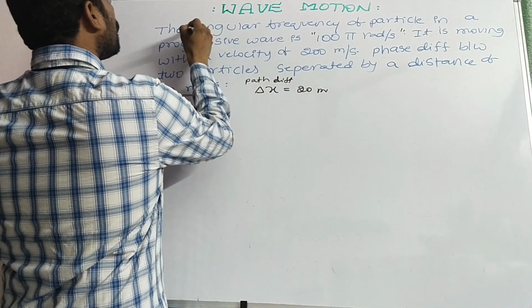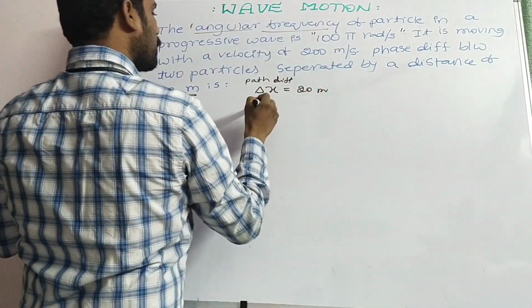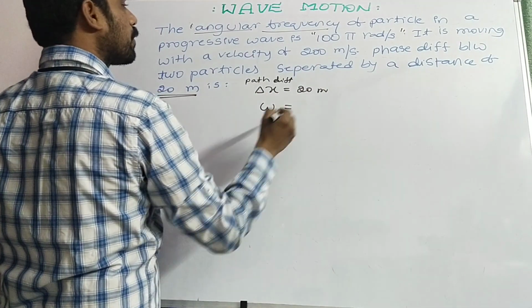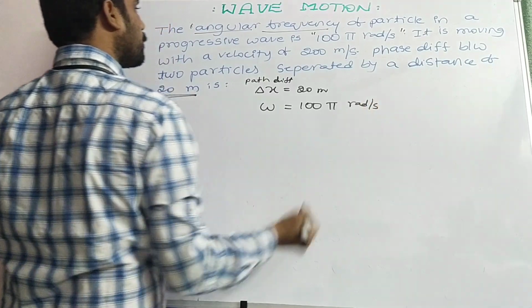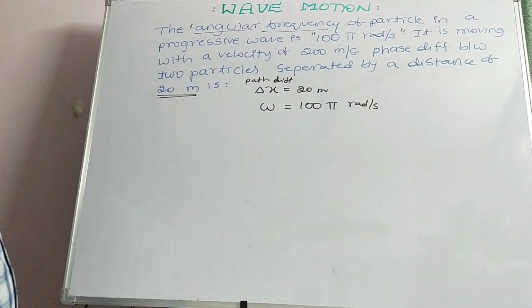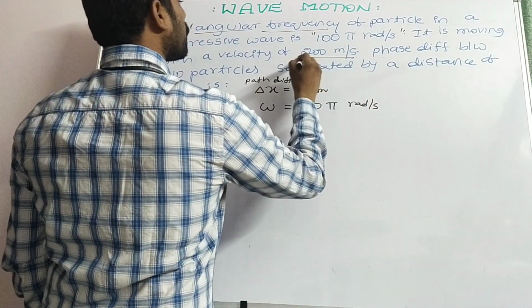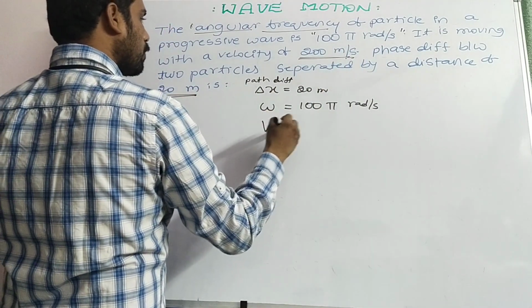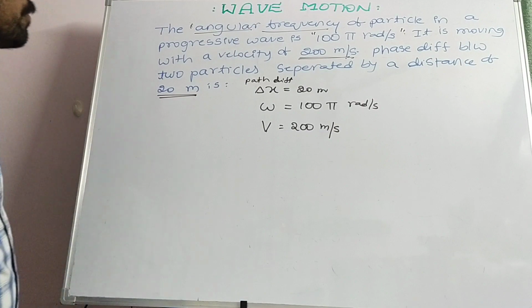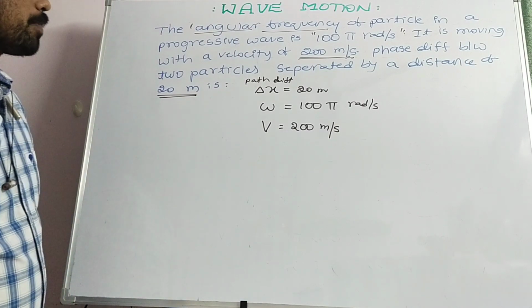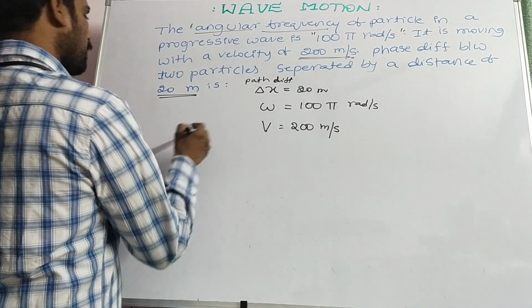And angular frequency omega is equal to 100 pi radian per second, and it is moving with a velocity of 200 meter per second. Now, the phase difference between two particles separated by this distance. We have to find delta phi.